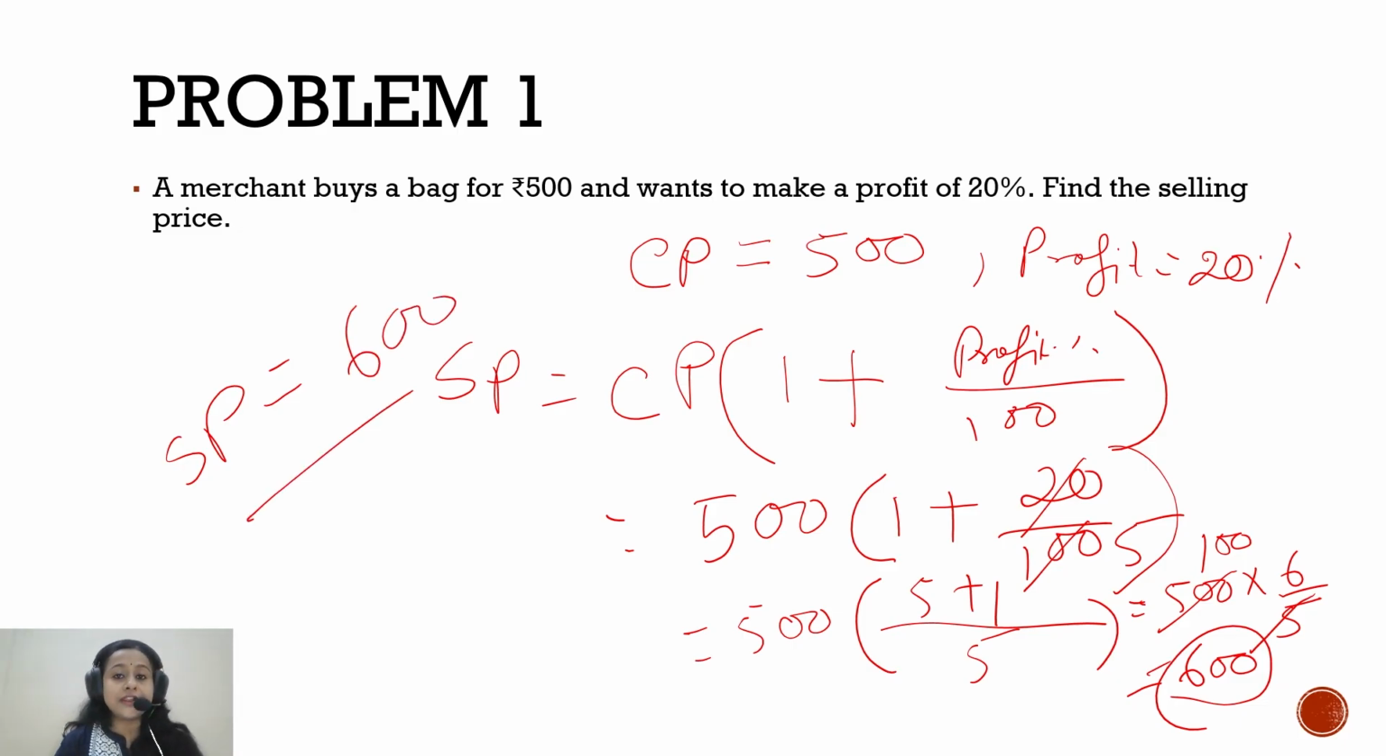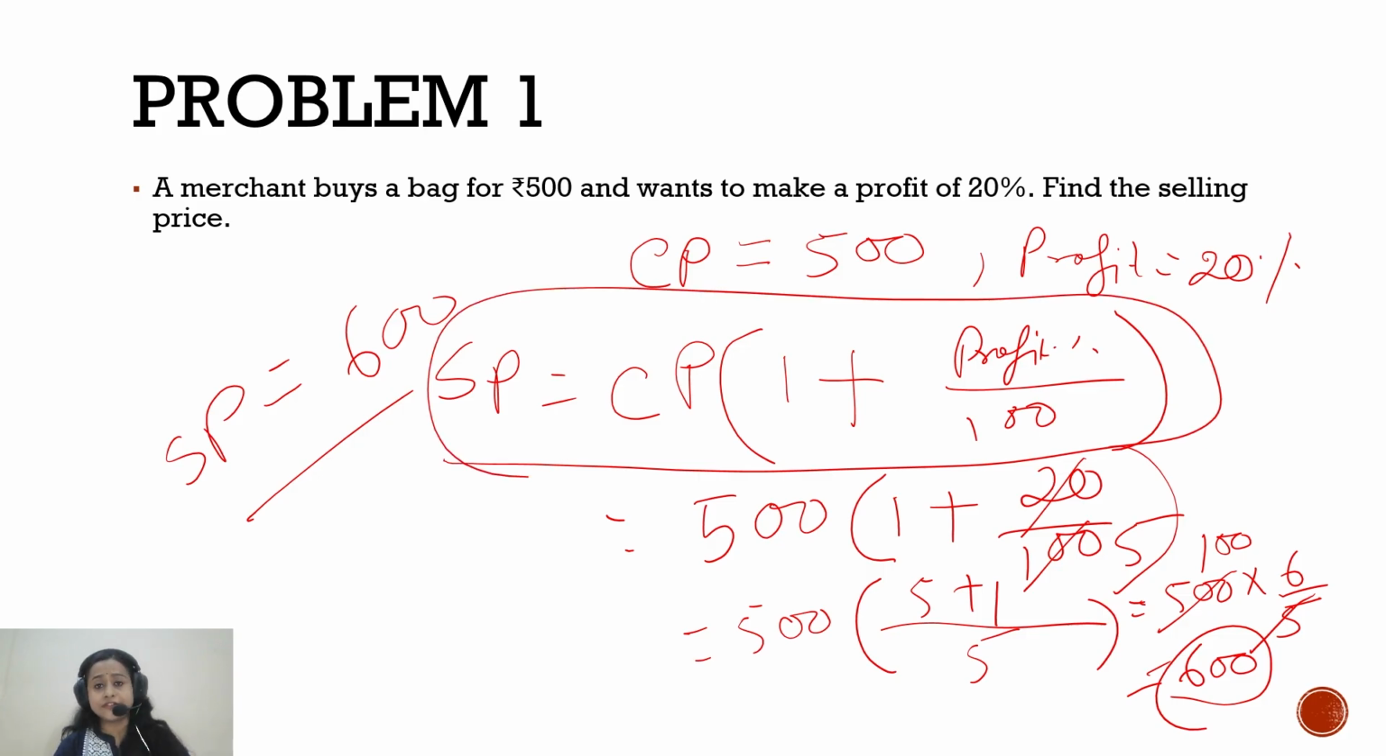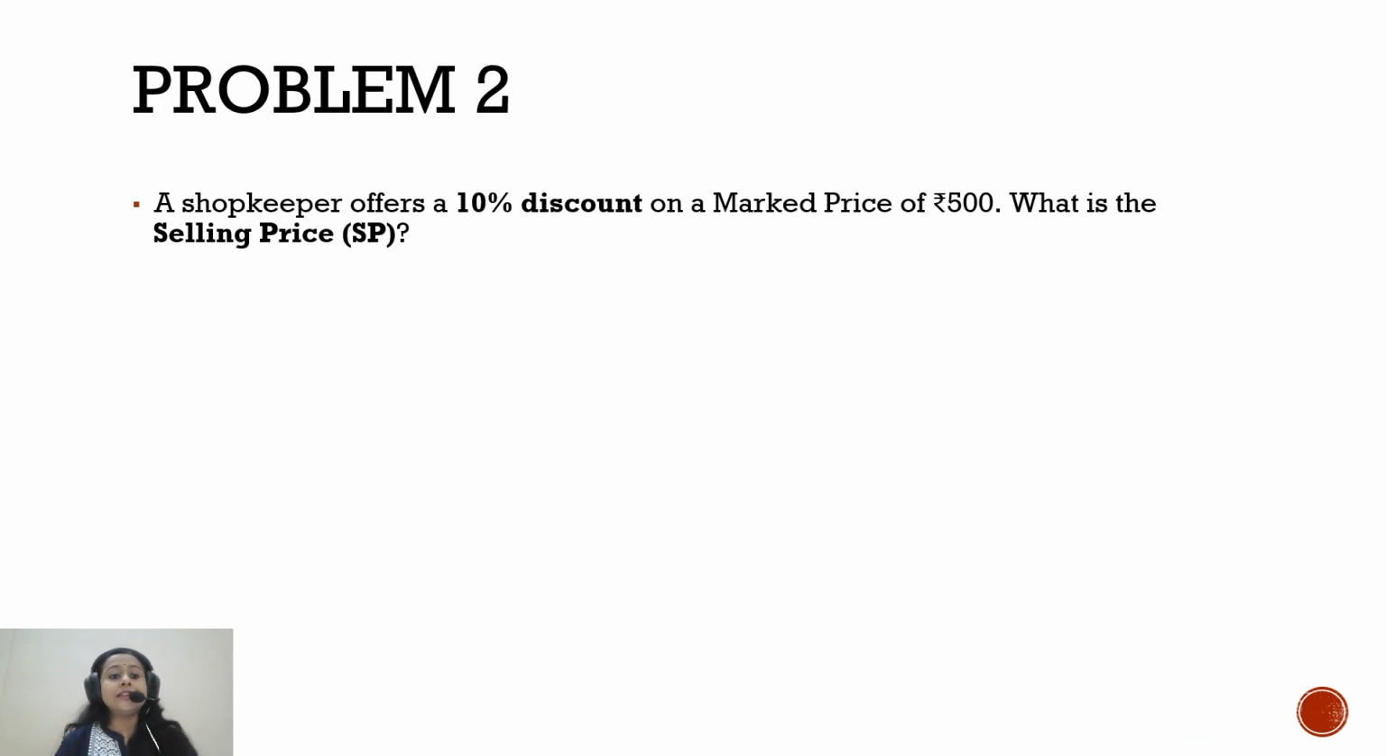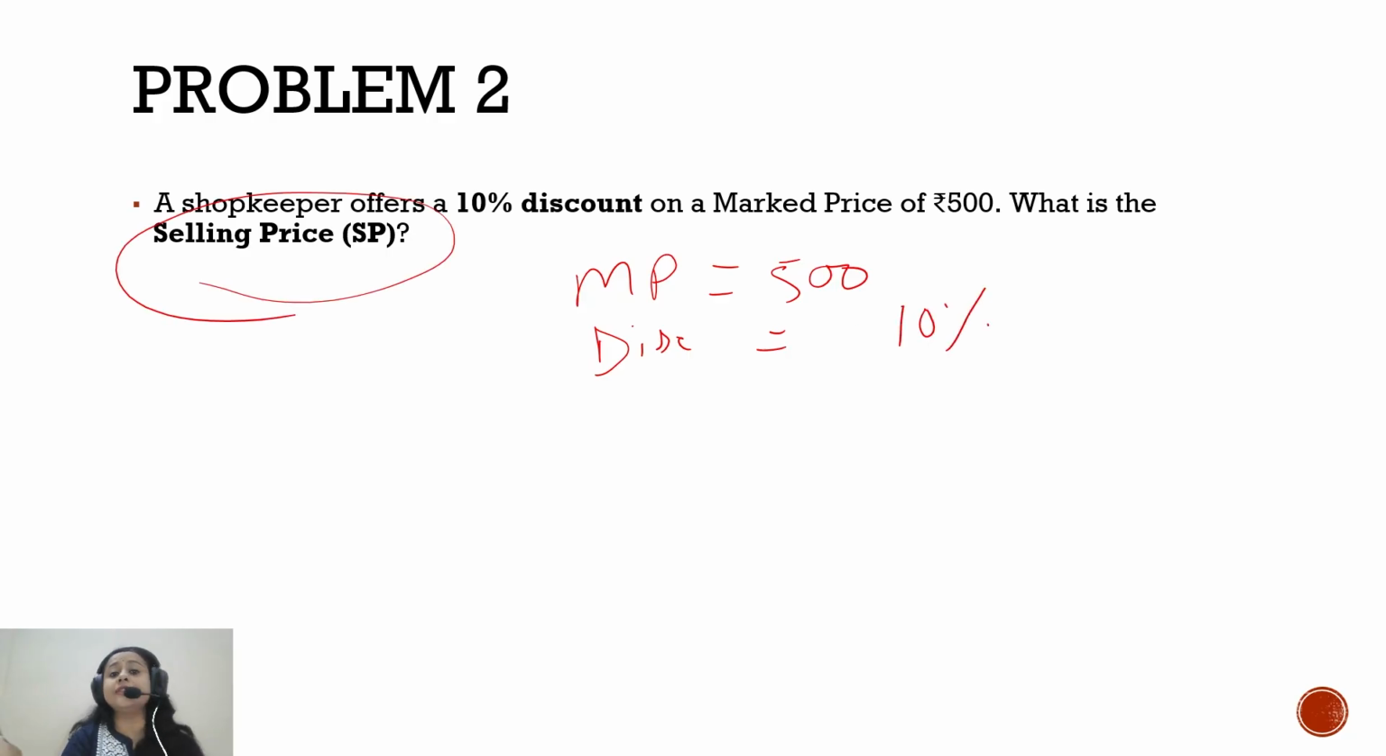So let us move to the next one. Using this very easy formula, when cost price is given and profit percentage is given, we can find the selling price. The next problem is on discount rate. A shopkeeper offers a 10% discount on a marked price. The marked price is given as 500, the discount percent is 10%. We have to find the selling price.